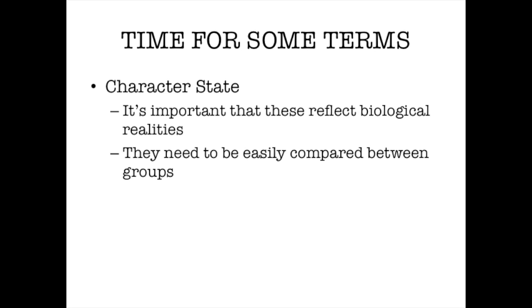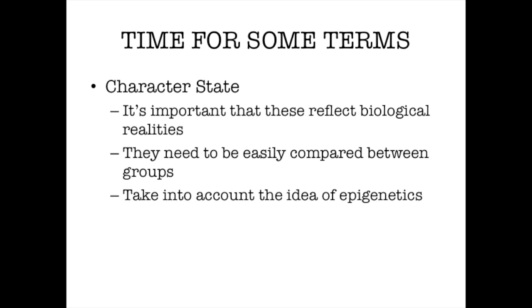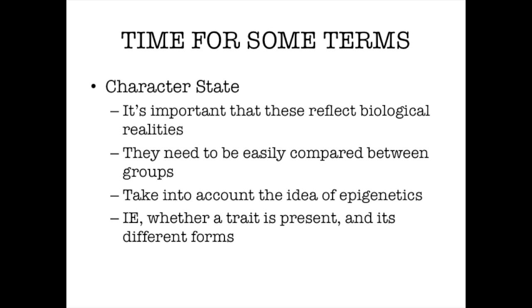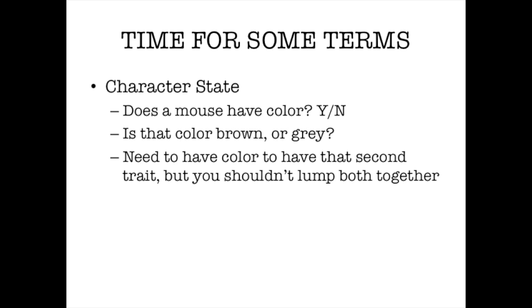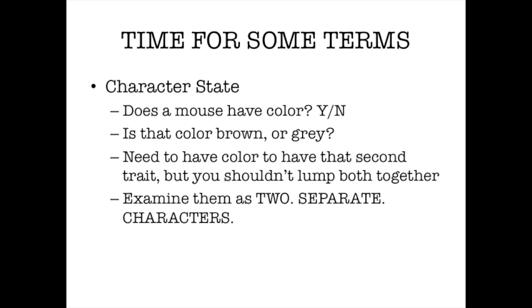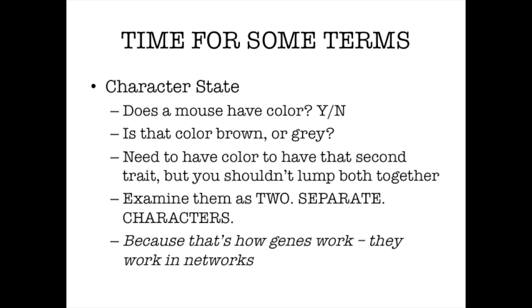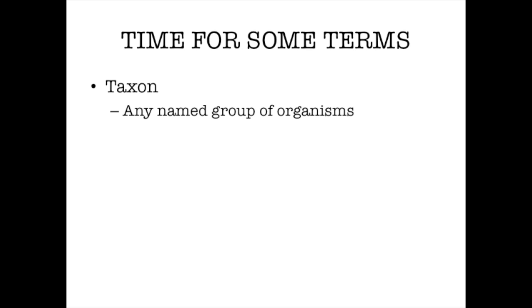See, it's really important that characters reflect biological realities. They need to be easily compared between different groups. They need to take into account the idea of epigenetics, for example. Whether a trait is present and its different forms are two different things. For example, does a mouse's fur have color? Yes or no? And is that color brown or gray? You need to have color to have that second trait, but you shouldn't lump them both together. You examine them as two separate characters because that's how genes work. They work in networks.